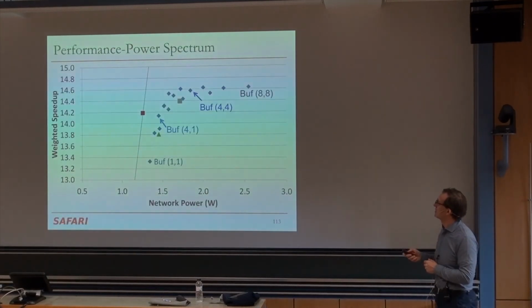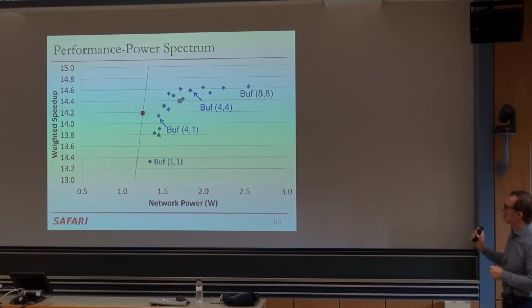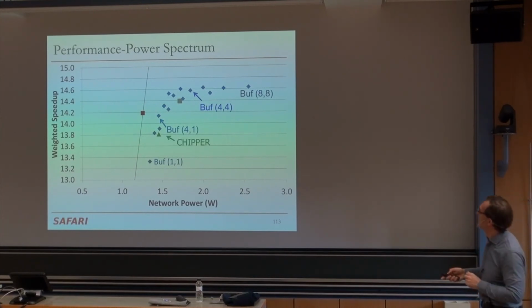Okay, this is a slide that's really interesting, I think. Basically, this looks at network power on the x-axis and performance on the y-axis, and looks at the buffering space. So these are different buffered routers. The paper may have a better view of this. This is chipper, the green one over here.